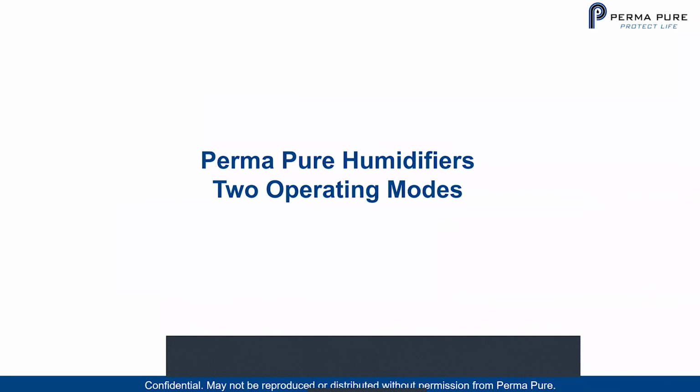So PermaPure humidifiers have two main operating modes, and they operate differently. And we're going to be discussing each operating mode separately. The first operating mode is the gas-to-gas operating mode. That's when we are humidifying in the gas phase, when we're taking water vapor, and that water vapor is going to humidify a gas stream inside the tube.